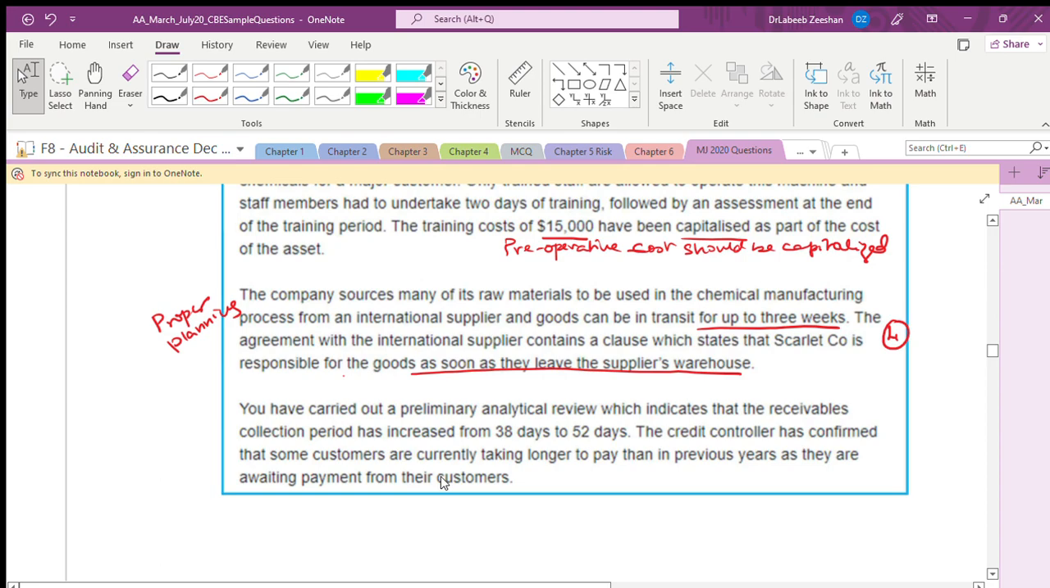You have carried out a preliminary analytical review which indicates that the receivables collection period has increased. Receivable collection period should decrease. The credit controller has confirmed that some customers are taking longer to pay than in the previous year, as the company is awaiting the payments from the customers. This is point number 5.